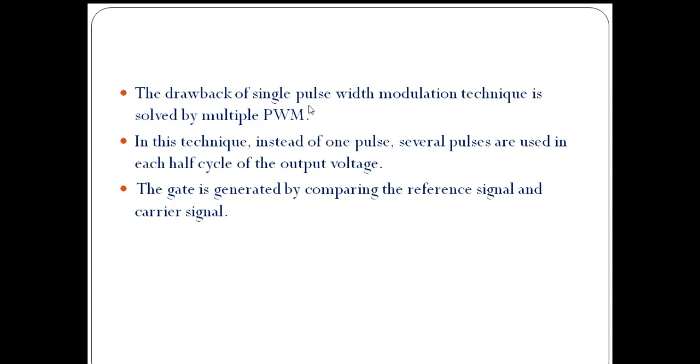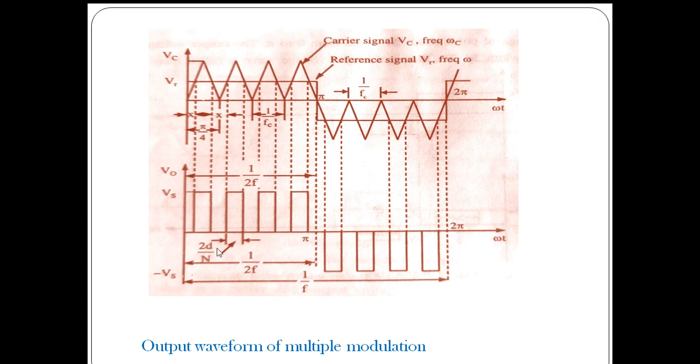Actually, the main drawback of the single pulse modulation technique is that it has more harmonic components, so that will be eliminated in this multiple pulse width modulation technique. In this technique, instead of one pulse, several pulses are used in each half cycle of the output. For this waveform, during the positive half, how many pulses are we getting? 1, 2, 3, 4. Four pulses during the positive half cycle. Similarly, four pulses during the negative half cycle.